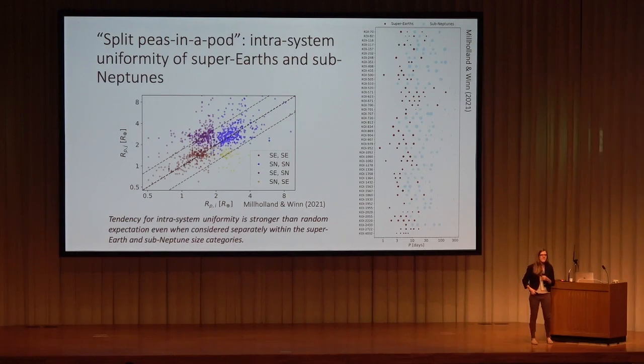Hi, Max Goldberg from Caltech. To what extent did these different formation models predict compositional uniformity, and is that a testable way to distinguish between them? That's a great question.